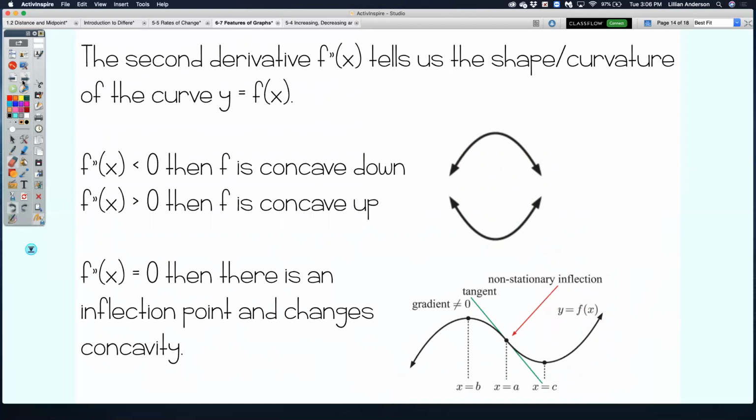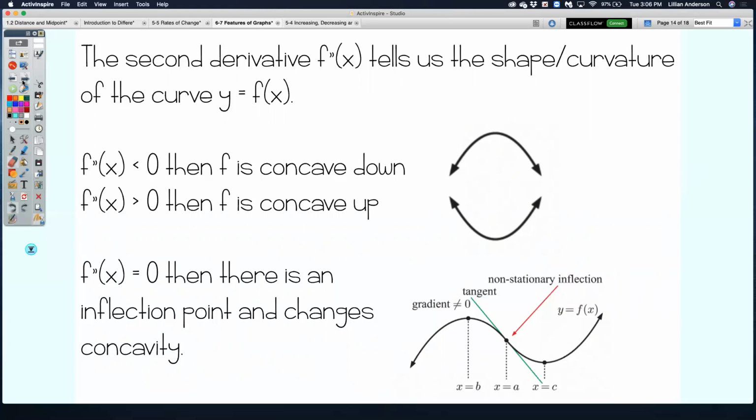If the second derivative equals 0 and there's a sign change, in other words, it changes concavity, then that respective point is an inflection point. Not a stationary inflection point, but a legit inflection point, okay? It's a non-stationary inflection point because at that respective point, the first derivative does not equal 0.